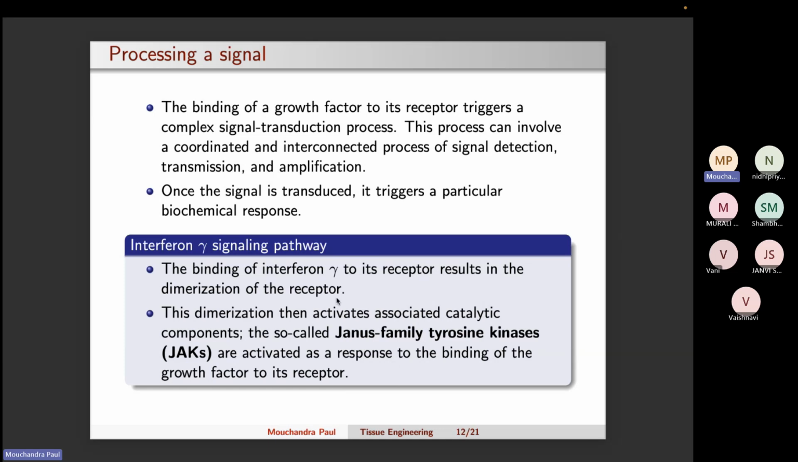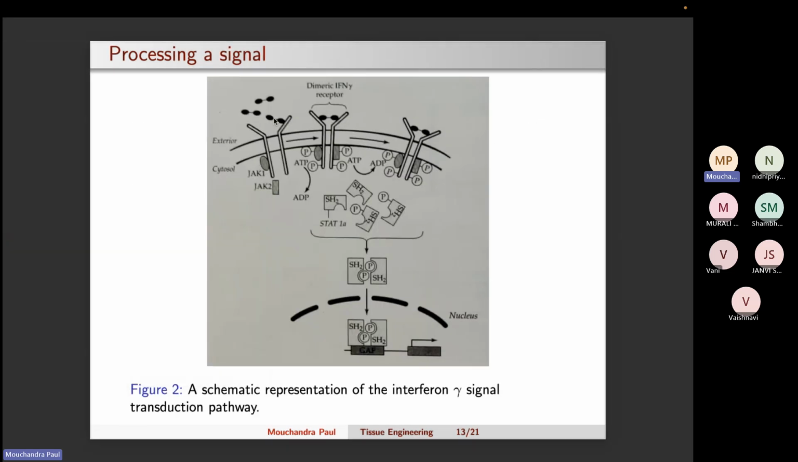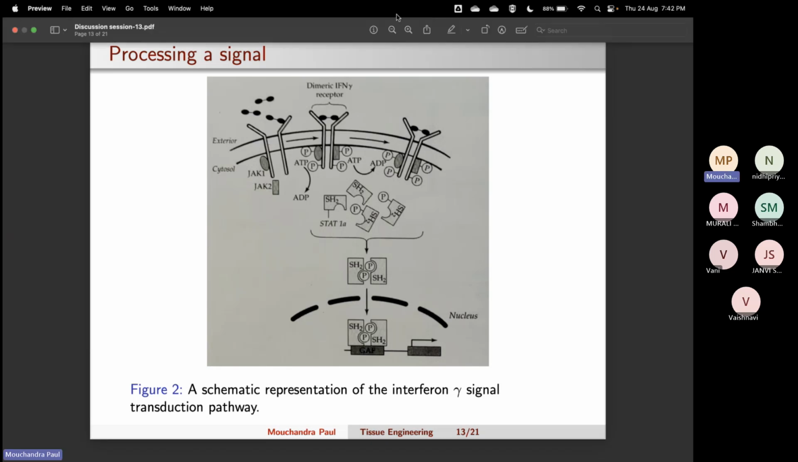Interferon gamma, when it binds to its receptor, switches on a series of JAKs and STATs, and then dimerization of STATs happens, and then transcription of a gene takes place. So that is what we are going to discuss now. First, the interferon gamma, which is a signaling molecule, binds to its receptor, which leads to dimerization of the receptors. Let me zoom in.